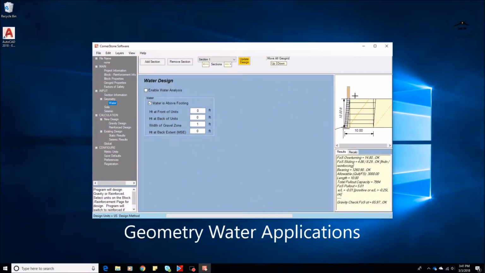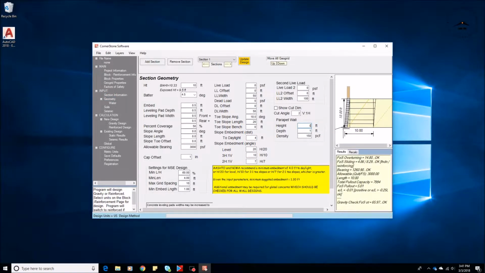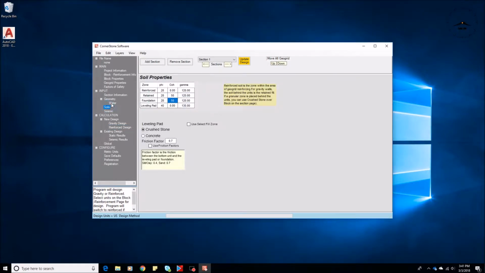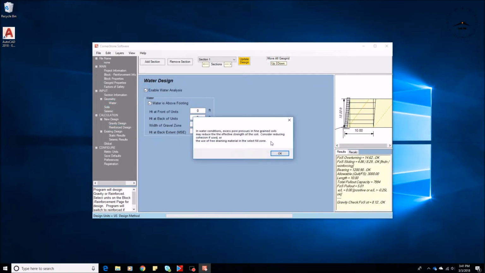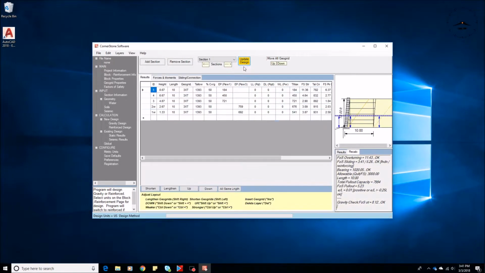We talked about the geometry page, and one of the checkboxes on there was a water design. Let's get rid of the parapet and reinforce it, clean that up a little bit. But a water design is going to design for water in the backfill. So we can have 4 foot of water in front of the face, 4 foot behind the face, 4 foot at the back. We hit update design.